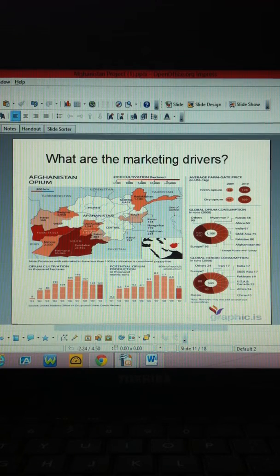What are the market drivers? It's unfortunate to say this, but it is the truth. Afghanistan is the highest producer of opium in the world. Most of their opium fields reside in the southwest, in the Helmand province and the Kandahar province. That continues to be their cash crop.